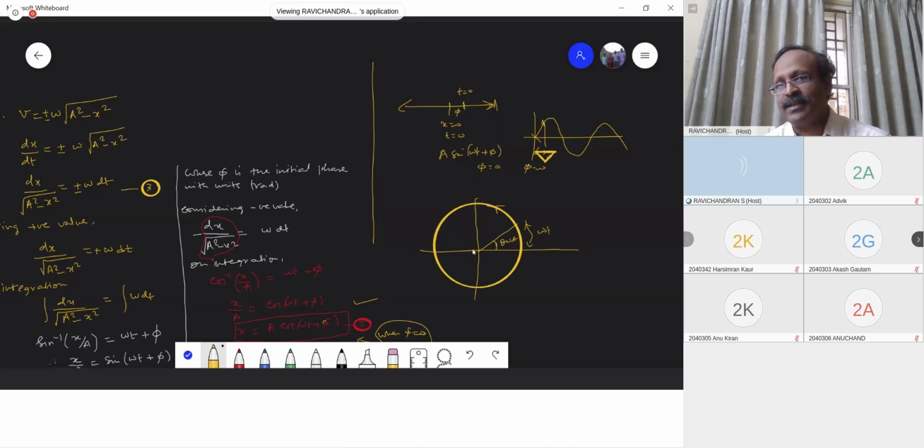Now, if I start the time from here, then this must be accounted for. That is taken to be phi. So this total angle is omega t plus phi. Then I can write the equation: the displacement is given as A sine of omega t plus phi.